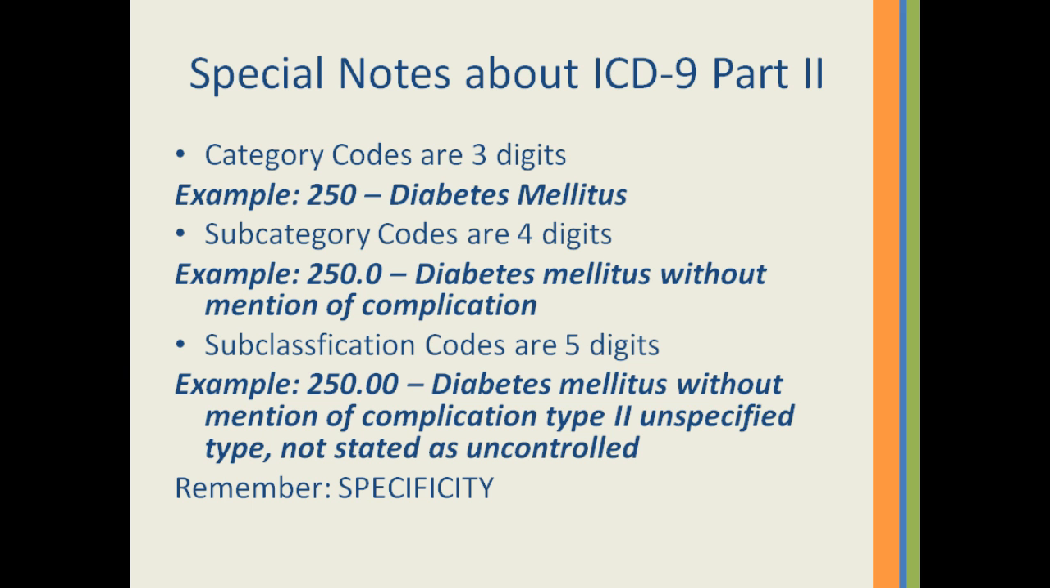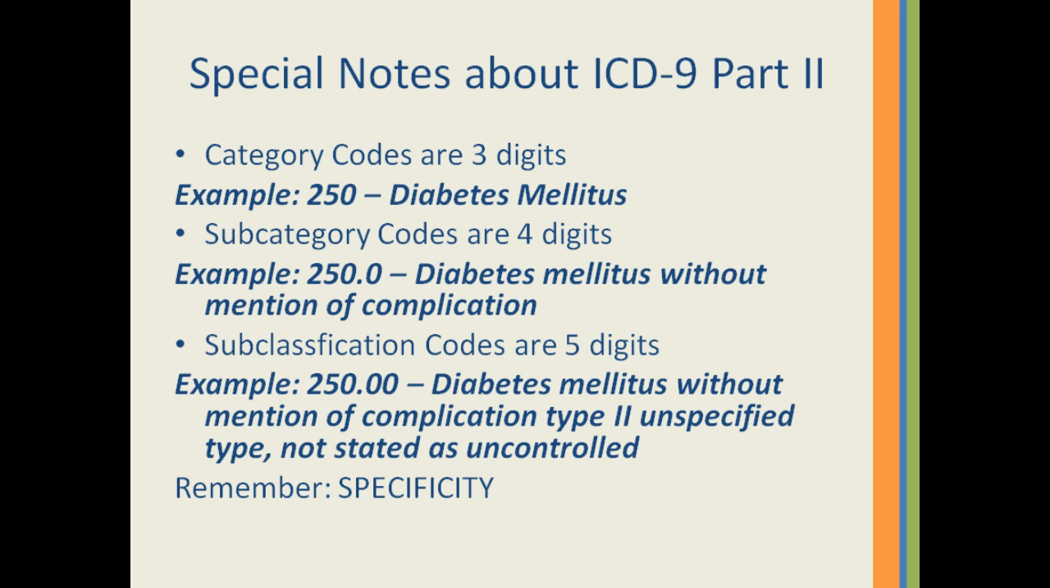Here are a few other notes I would like for you to take note of. There are category codes, subcategory codes, and subclassification codes. As you can see, I'm using diabetes as an example. 250 is just diabetes. Usually if there are subclassification codes which require a 5th digit, you cannot code just a 3-digit code. 250.0 is diabetes without mention of complication, which is considered a subcategory code. Diabetes without mention of complication type 2, unspecified type, not stated as uncontrolled, is considered a subclassification code.